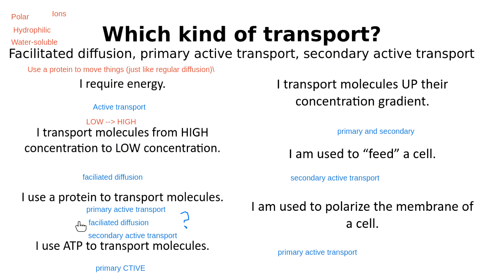Now, when we're talking about facilitated diffusion, the job of this protein is just to make a channel, a passageway for stuff to sneak into or out of the cell. It's still no energy, but it is a protein channel to get us there.